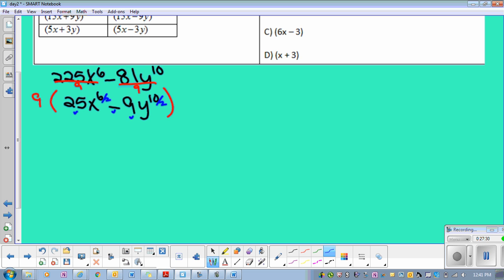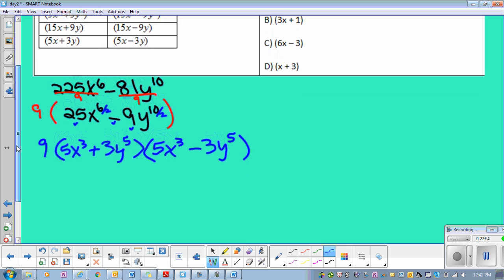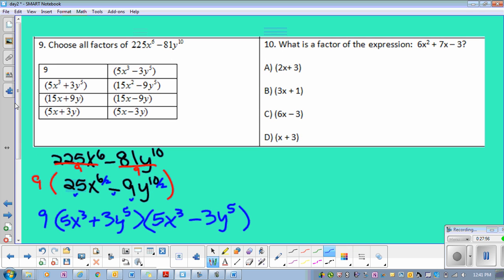So now, remember, difference of squares means double parentheses, opposite signs. 5x cubed. That's what I get out of the square root of 25x to the 6. And then 3y to the 5th. And don't forget to bring down your 9. So what are all of the factors here? 9. The one right below that. And 1 next to 9.